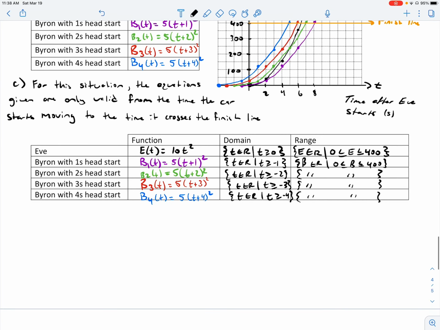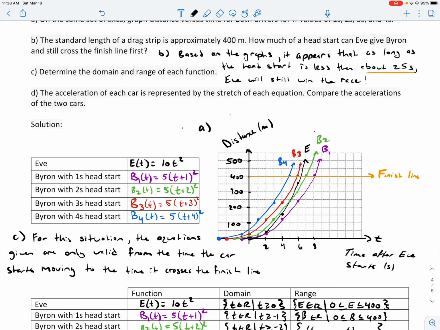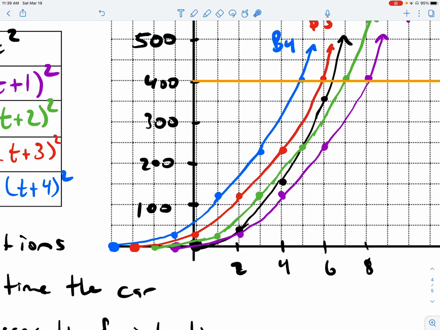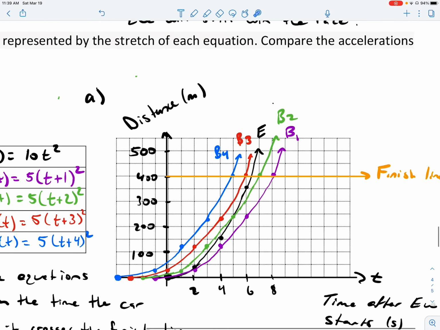Okay, I think we've got one more question left, part D. It says acceleration of each car is represented by the stretch or compression of each equation. Compare the accelerations of the two cars. You can see the black curve, which is Eve. It starts off underneath the pink, green, red, and blue graphs, but as time goes on, it starts to pass some of them. It would probably eventually pass the red and blue ones too later on. That's because Eve has a faster acceleration.